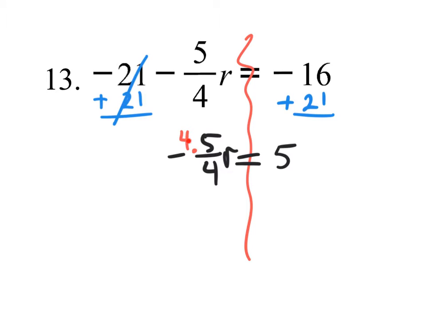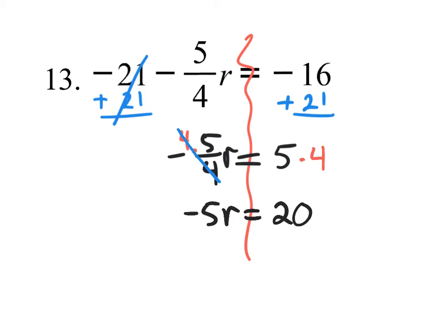Again, notice that I put the multiplication of 4 up in the numerator position. That way I have the 4 up on top and the 4 on the bottom, and 4 divided by 4 is 1. It'll cancel out. So what I do to one side, I do to the other side, multiply by 4 as well. So like I said, 4 over 4 cancels out. I have a new equation that says negative 5r equals 20. 5 times 4 is 20.